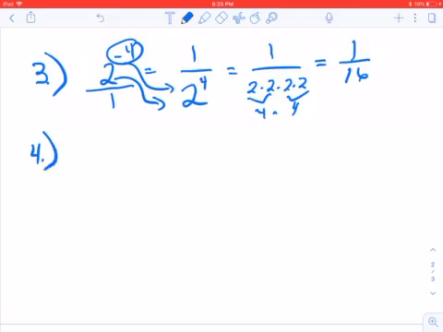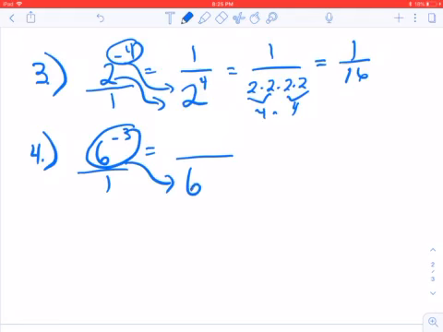Let's try another one. Let's do 6 to the negative 3 power. So again, this is in a numerator right now. We're going to need to bump the whole thing into the denominator. When we do, the base stays the same, the exponent goes positive. That shift in position lets us change the sign on the exponent. So we get 1 over 6 to the 3rd, which is 1 over 6 times 6 times 6, which gives us 1 over, what is 36 times 6?